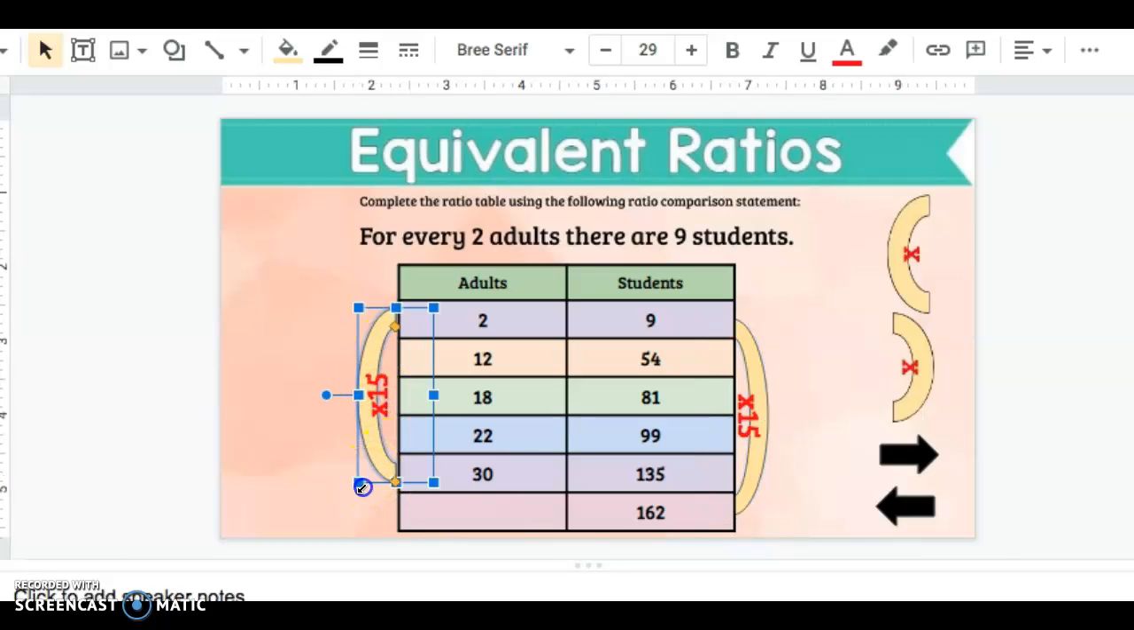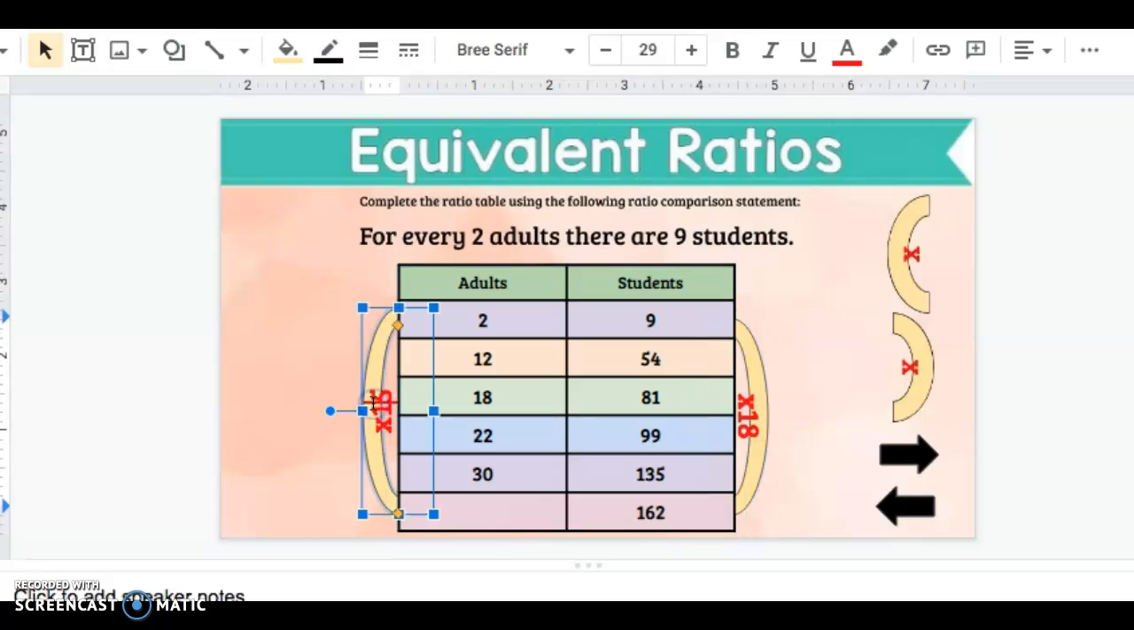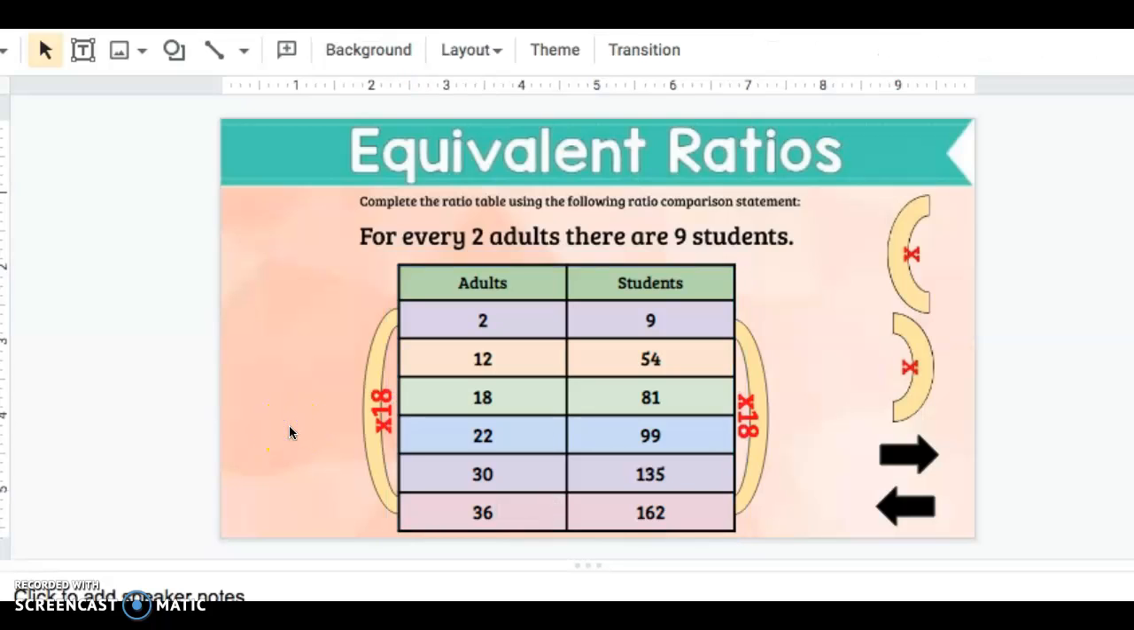Drag our noodle down. And now I got to ask myself, 2 times what? Oh, that's an empty box, so I don't know what I'm multiplying by 2. Now I got to do 9 times what gives me 162. So I'm looking at 9 times 18. So now I got to do 2 times 18. Because again, whatever you do to one side, you have to do to the other side. And 2 times 18 equals 36.